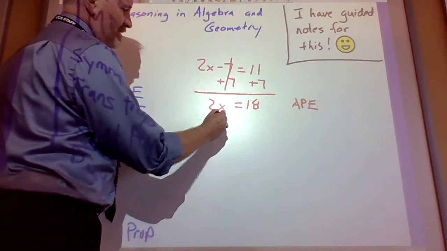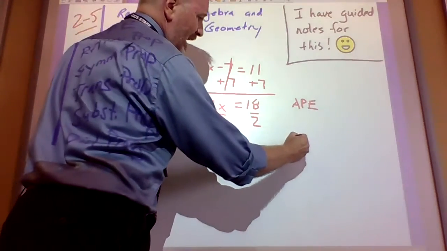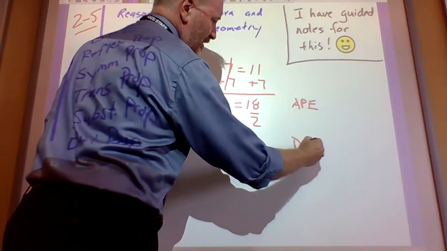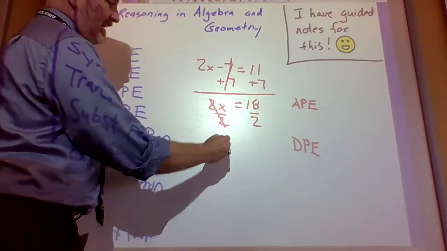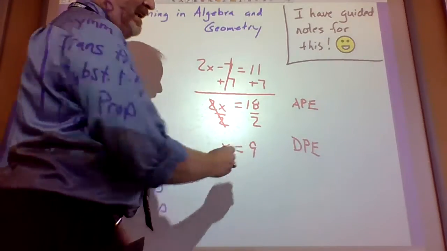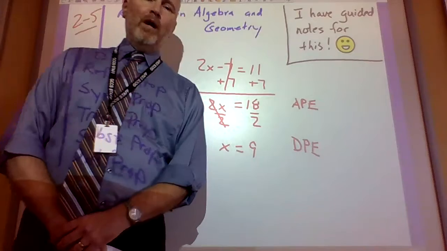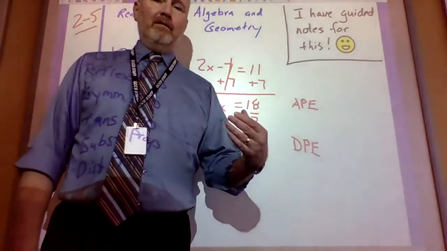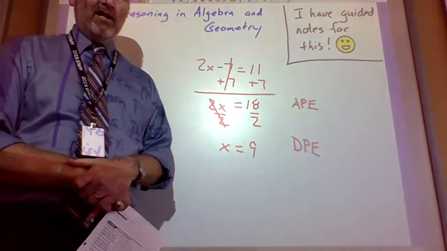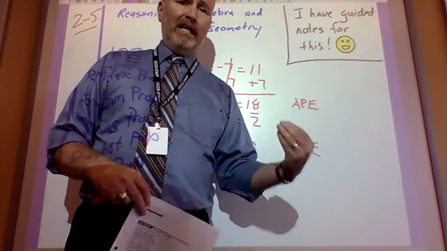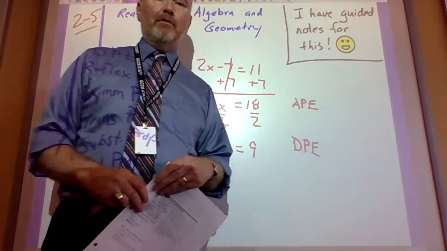So what I would do is I would divide by 2 and divide by 2. And you just now, doing that, you just did the division property of equality because you divided both sides by 2, getting an answer of x equals 9. So you've been using those properties every time you solve an equation. You just didn't know you were doing it, unless you had a teacher who was on top of their game and really trying to get you ready for geometry, because that's what we're going to be doing in today's lesson.